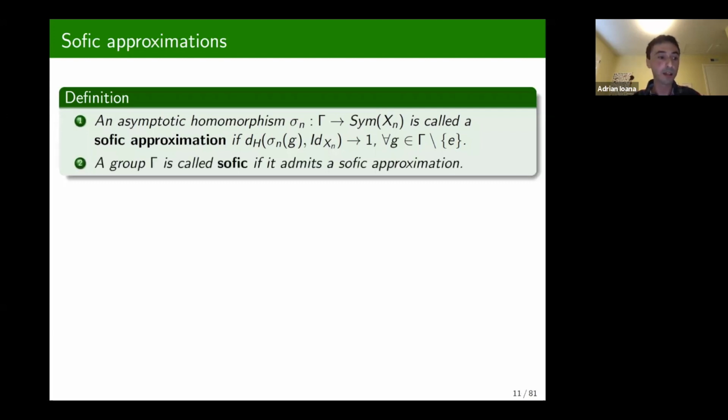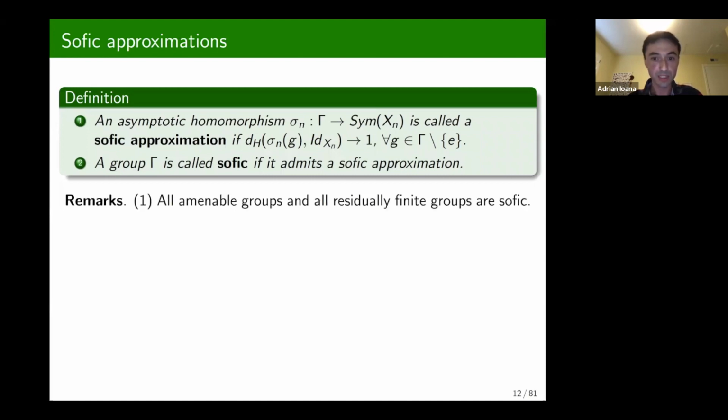And then a group gamma is sofic if it admits a sofic approximation. So if it admits an asymptotic homomorphism with this additional freeness condition. So somehow being sofic means that the group gamma has almost actions on finite sets that are also almost free as you grow the cardinality of the sets. And let me say a few words about sofic groups. So these are a very interesting class. So first, it's a very large class. It contains all amenable and all residually finite groups.